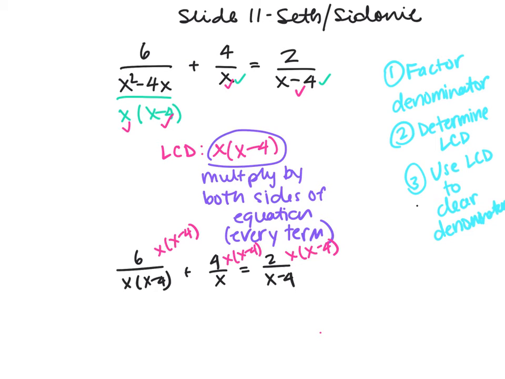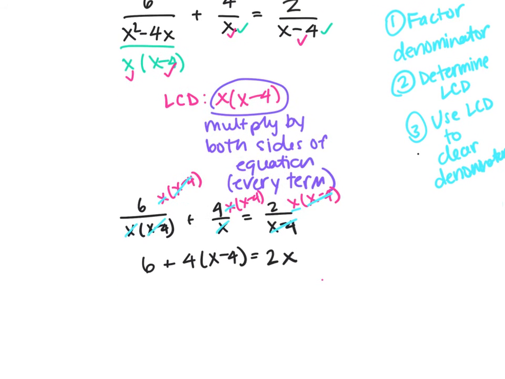Before we do any distributing, the whole point of this is to cancel denominators. So this first term, the x's cancel, the x minus 4's cancel. We are just left with a 6. Plus the second one, the x's cancel, x minus 4 is still there, so we're left with 4 times x minus 4. Third one, x minus 4 is canceled, we're still left with that x, so equals 2 times x. So notice, we cleared the denominators, and then we're just left with a one-line normal equation like we're used to. From here forward, we are just using normal solving techniques.